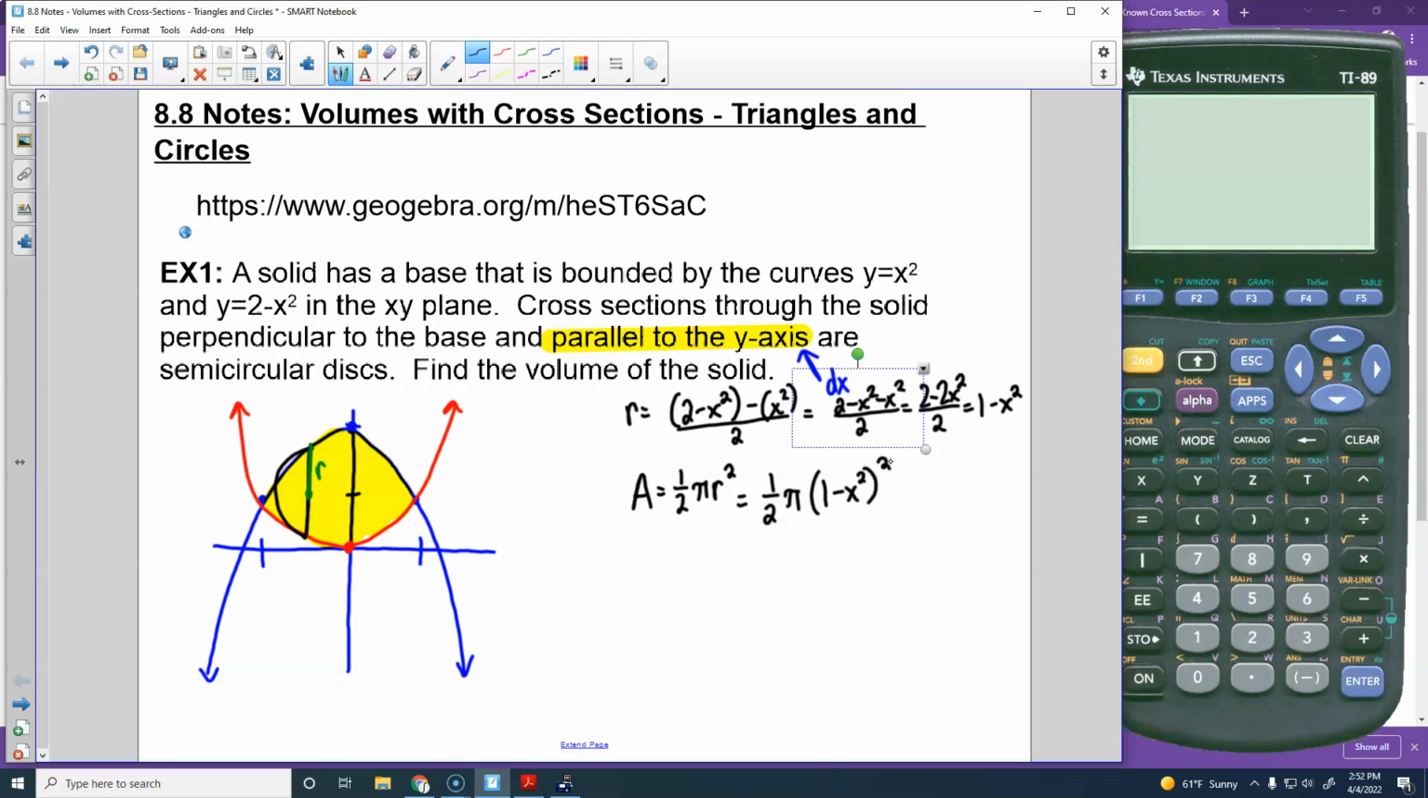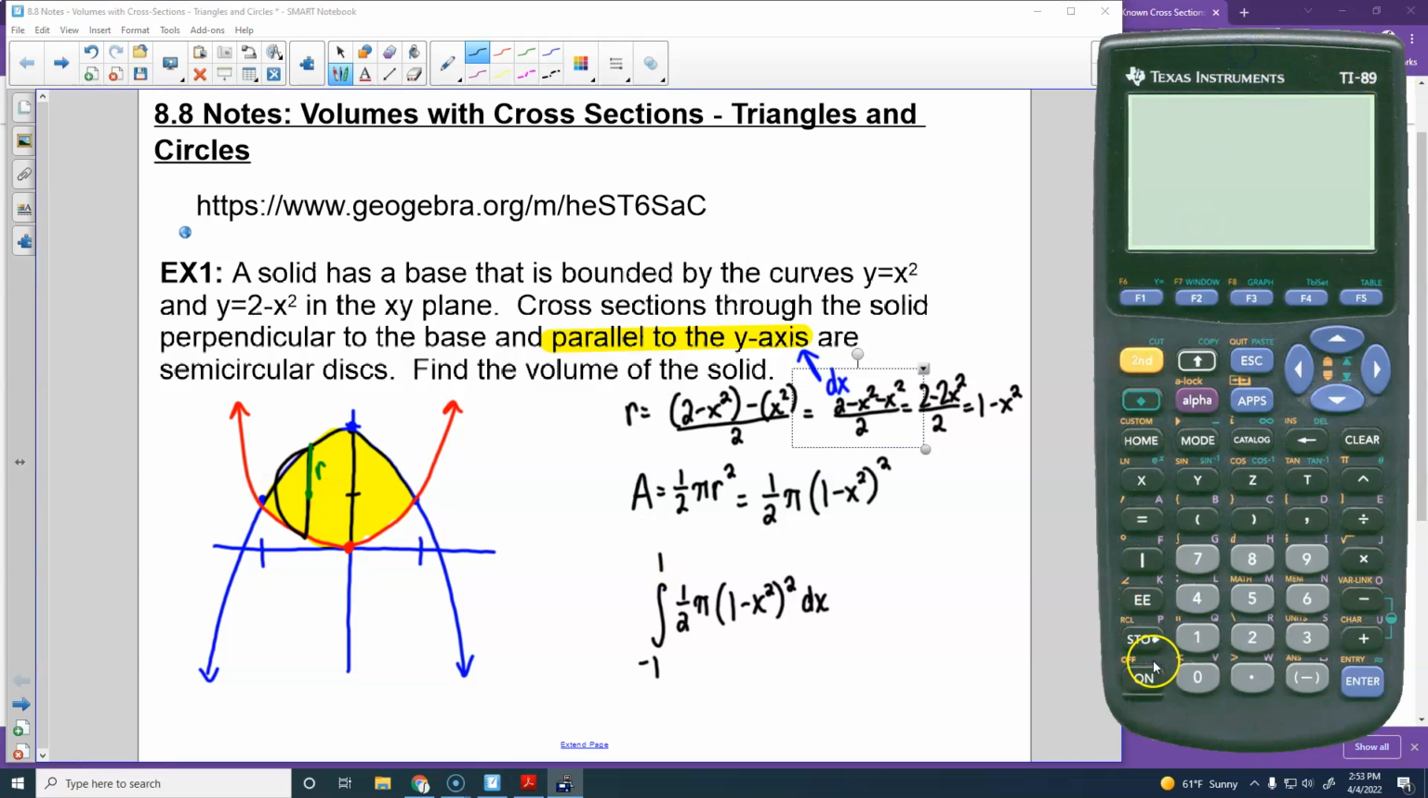Okay, questions so far? All right, we are going to integrate this. So we've got 1/2 pi, and that would be from -1 to +1 here. And for the sake of time, we are going to do this on our calculator. And we're going to do all of them on the calculator today. They might give this to you without a calculator, but we just don't have time.